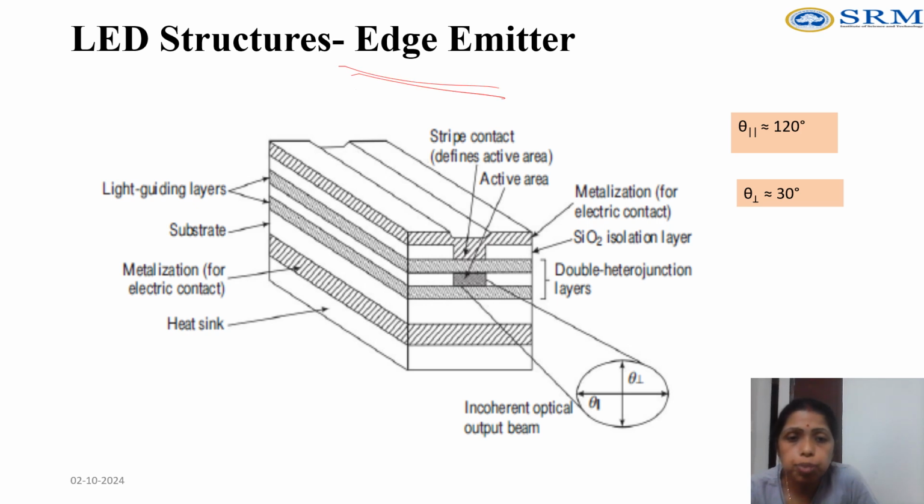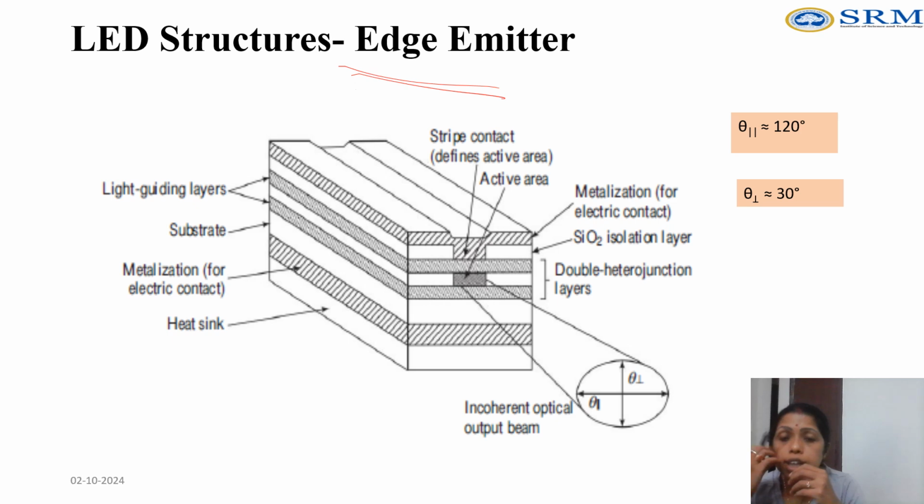In the case of the surface emitter, we have seen that the top of the substrate is used for emitting the light. In the case of the edge emitter, the edge of the device will be used for emitting the light. The top and the bottom surfaces are covered by the metal layer, and the edge of the layer is used for connecting the optical fiber.